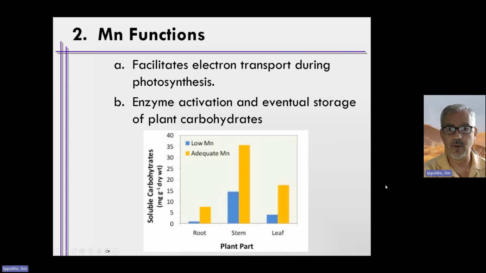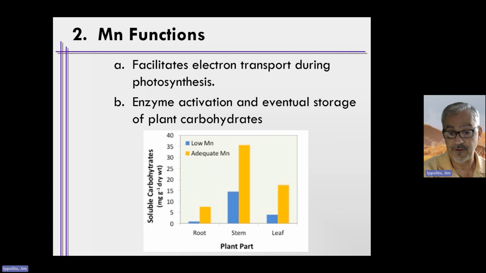The functions within plants: manganese facilitates electron transport during photosynthesis, and it activates enzymes that lead to eventual storage of plant carbohydrates. That's illustrated in this graph that you see in front of you.